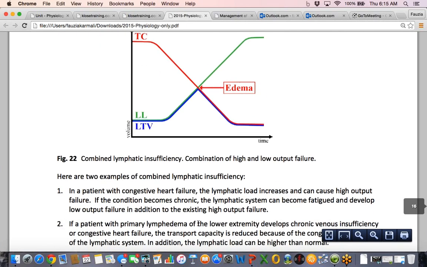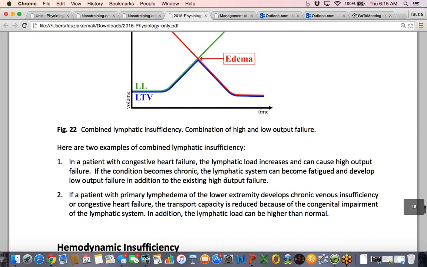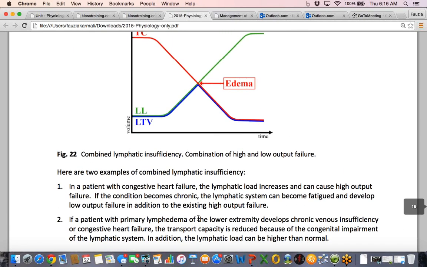Two examples of that would be someone who has congestive heart failure, and then their lymphatic load increases and can cause high output failure. If the condition becomes chronic, the lymphatic system can get tired and develop low output failure, which is when you get this crossover between the high and the low, combined lymphatic insufficiency. Or, like I mentioned earlier, if a patient has primary lymphedema in the lower extremity and then they develop chronic venous insufficiency or congestive heart failure, then your transport capacity gets reduced because of the primary lymphedema, and your lymphatic load increases because of the congestive heart failure or the CVI.